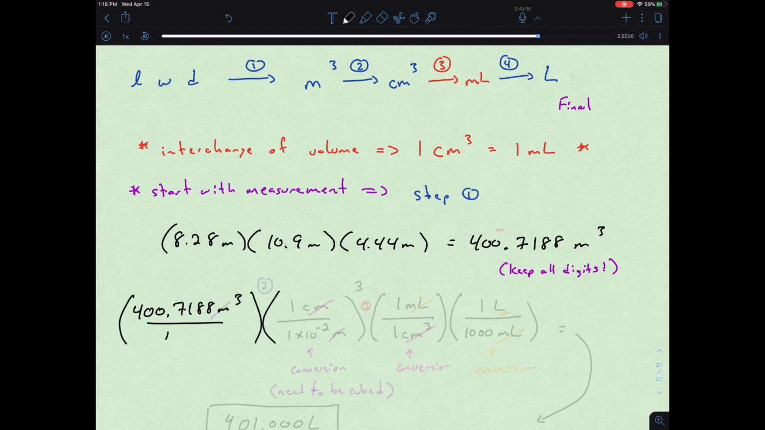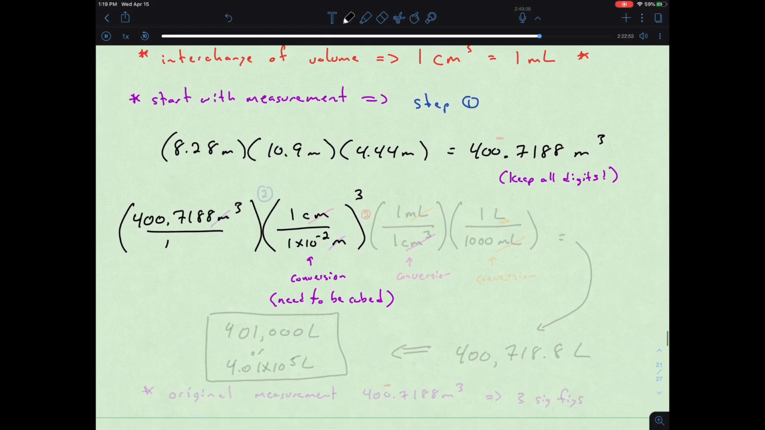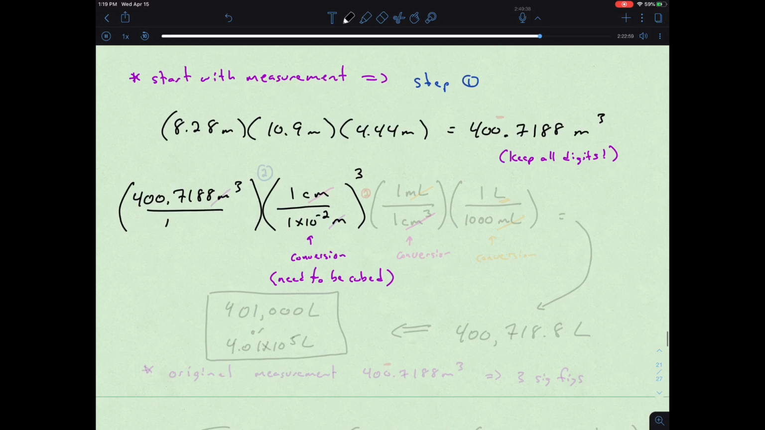meters cubed. And so I'm trying to go between a meter and a centimeter in one dimension. So here is our conversion. But realize I need to have that conversion cubed. All right, because I'm trying not to go between meters and centimeters. I'm trying to go from meters cubed to centimeters cubed. And so that allows me to get into centimeters cubed.